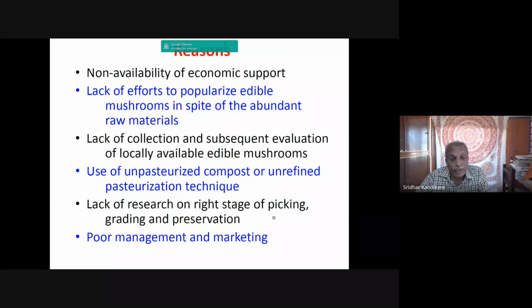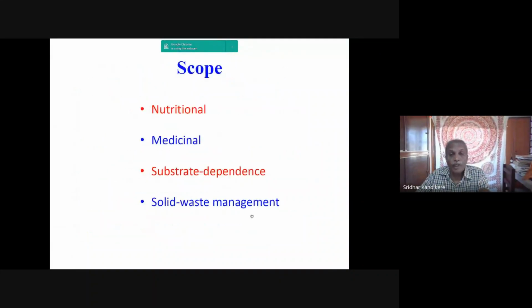Of course, we have other methods of popularizing compost production and such things, and there is a lack of research and picking, grading, and preservation. There are so many issues pertaining to wild mushrooms. Wild mushrooms are eaten by tribals, and tribal mycology is coming up in a big way, because although we are all mycologists, we are not in close touch with the tribals. It is very important to learn how they identify the non-poisonous ones, how they use such material for various purposes, and how they cook the mushroom for benefit. And there is poor management, marketing, and such things.